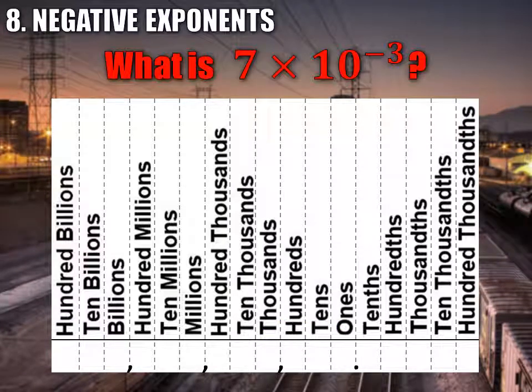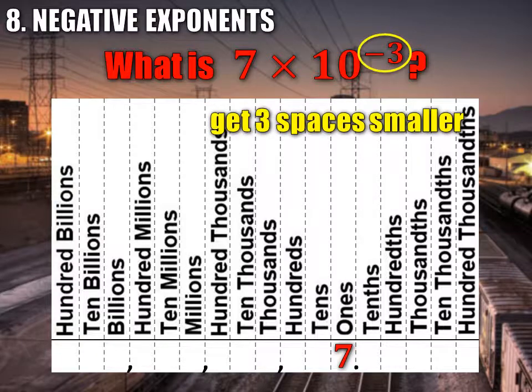If we instead multiply by a negative power of 10, our number 7 will get 3 spaces smaller. The negative is showing us that it's getting smaller. In fact, a negative exponent is actually division. 10 to the negative 3 is actually 1 over 10 to the positive 3. So if number 7 gets 3 spaces smaller, it'll move to the thousandths spot. Now this number is 0.007, or you could call it 7 thousandths.